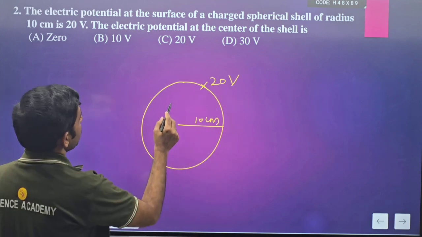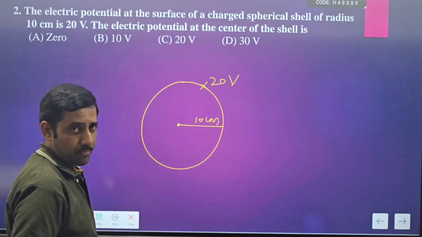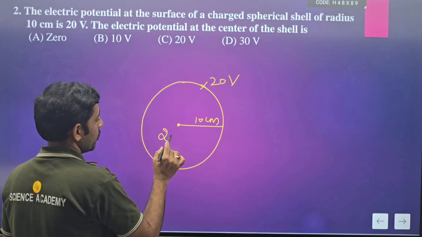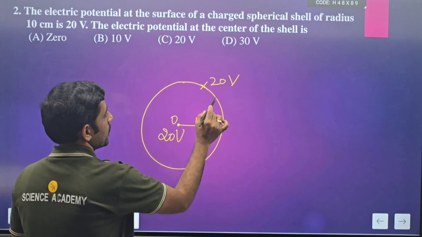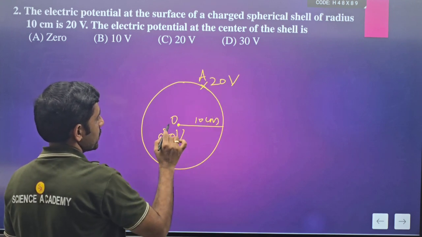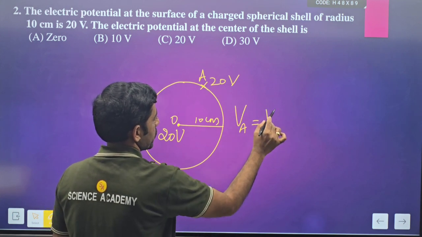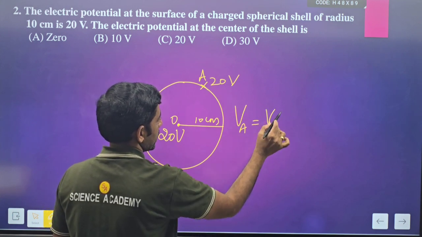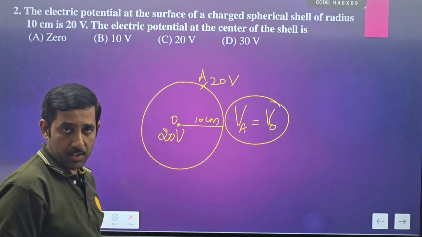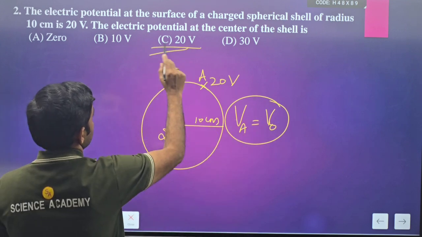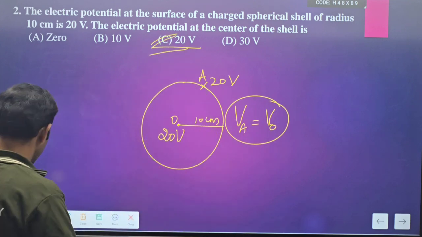So what is the electric potential at the center? Obviously it must also be 20 volts, because if this is point A and this is point O, the potential on the surface is equal to the potential inside the spherical shell. Correct? So that is option C, 20 volts.